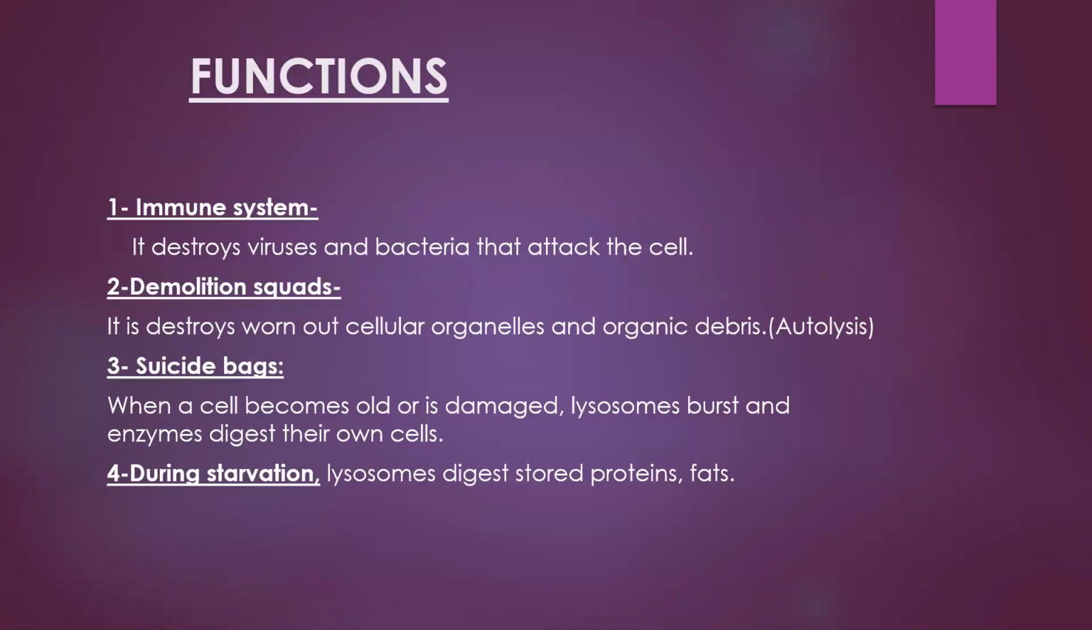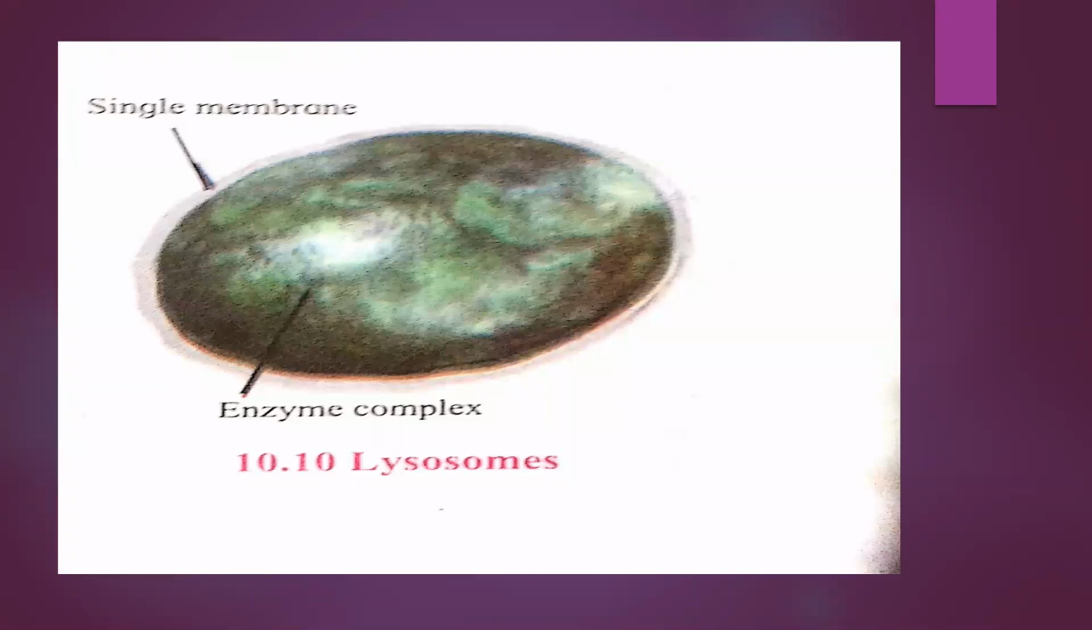Functions. Number 1, immune system. It destroys viruses and bacteria that attack the cell. Number 2, demolition squads. It destroys worn out cellular organelles and organic debris. Autolysis. Number 3, suicide bags. When a cell becomes old or is damaged, lysosomes burst and enzymes digest their own cells. Number 4, during starvation, lysosomes digest stored protein and fats. See, this is the image of lysosome, which contains single membrane and enzyme complex.